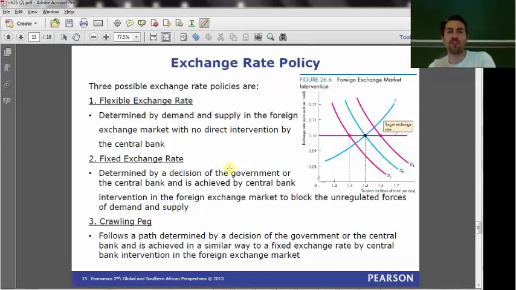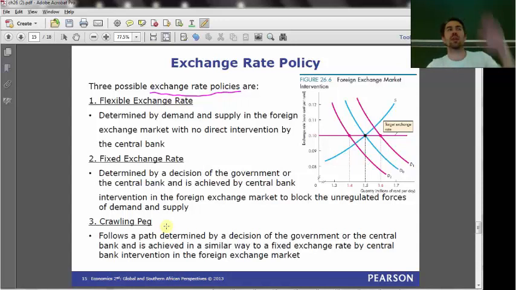Then we have different kinds of exchange rates. So remember we saw monetary policy. You can have different kinds of monetary policy. You could have inflation targeting, or you could have exchange rate targeting. Remember that? Well, given that you can have exchange rate targeting, you can have exchange rate policies, which usually form part of your monetary policy. And you can have a flexible exchange rate. You can just let your exchange rate do whatever it wants to do in the markets, or you can try and influence it and have either a fixed exchange rate or something called a crawling peg.